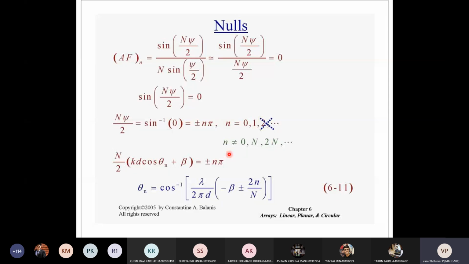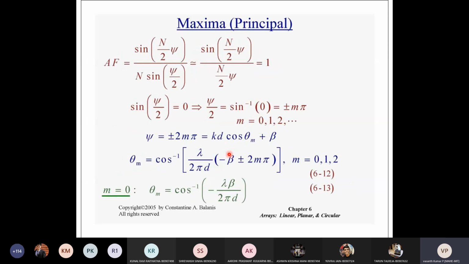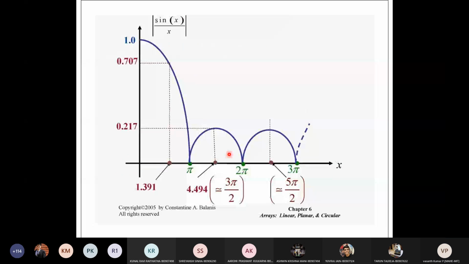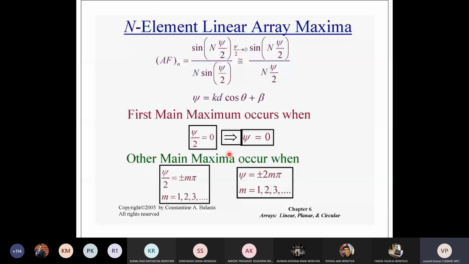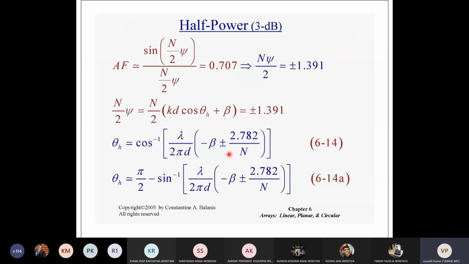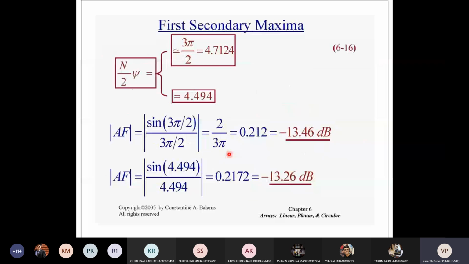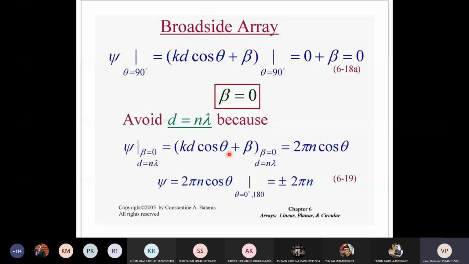So next, you have to find the nulls of this. And what else? Nulls, maxima, and plot this N-element array: maxima, half power, secondary maxima.